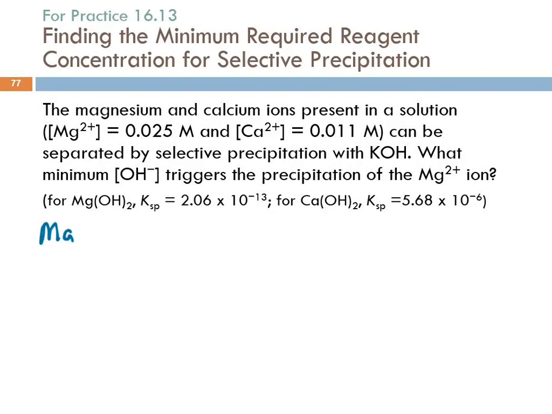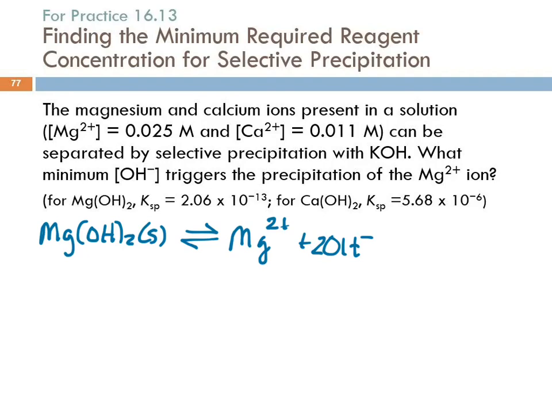So the chemical equation for magnesium dissolving, it's helpful to write it out so that you don't forget to square the things that need to be squared. There's a 2 there. So Q equals the magnesium ion concentration times the hydroxide ion concentration squared. Fabulous. So we know what the KSP is.